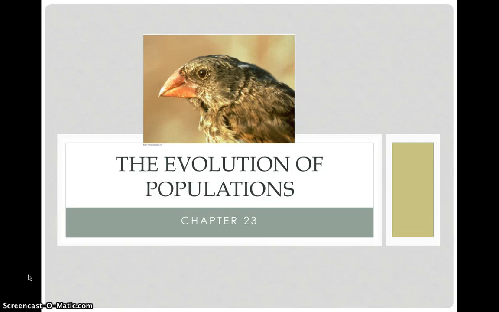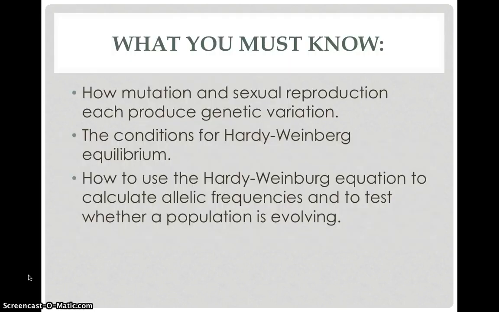Hello. So this is chapter 23, and this is population evolution, basically how we see evolution happening within a population, and then a few different things that we observe that we can know that population evolution is happening within the population. So this is part one. So really quickly, these are some of the things that you need to know.